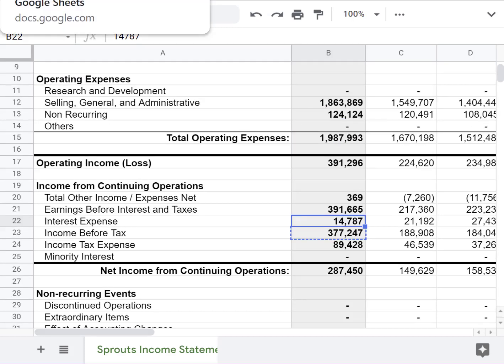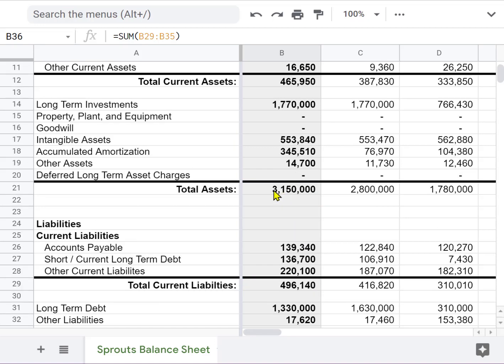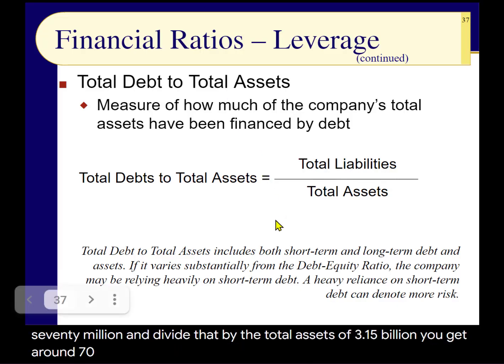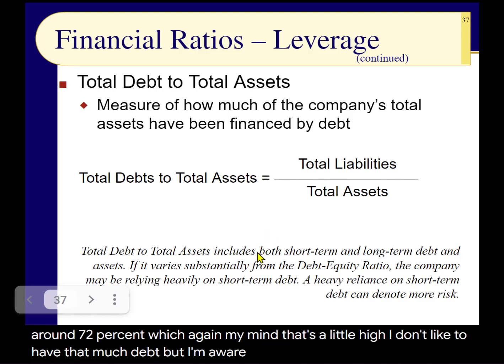If you take their total liabilities, which on the balance sheet is, I'm sorry, where is it? No, this is the income statement. I'm sorry. Total liabilities 2,270,000,000, and divide that by the total assets of 3.15 billion, you get around 72%, which again, in my mind, that's a little high. I don't like to have that much debt, but I'm a worrywart.